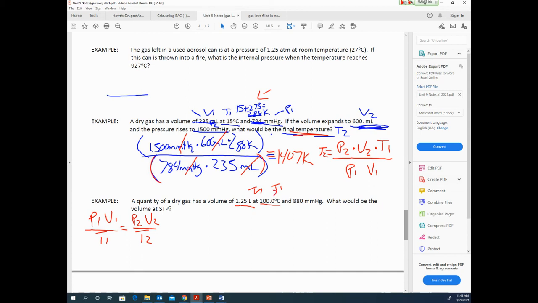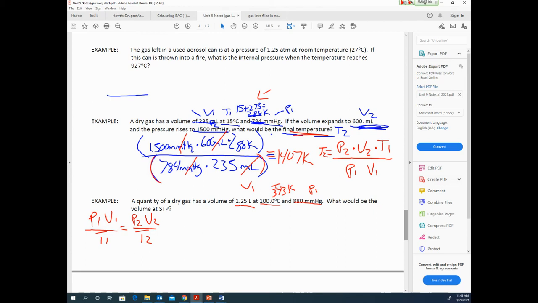100 plus 273 would be 373. So really what I'm going to use is 373 Kelvin, and 880 mmHg, so that's my pressure, my P1. So I have my T1, I have my V1, and I have my P1. Let me rewrite that, so it actually looks like V1.